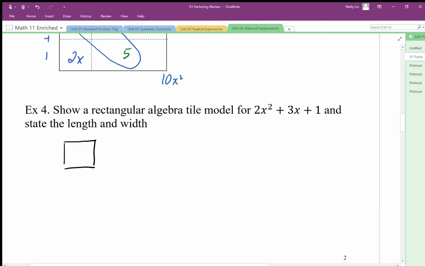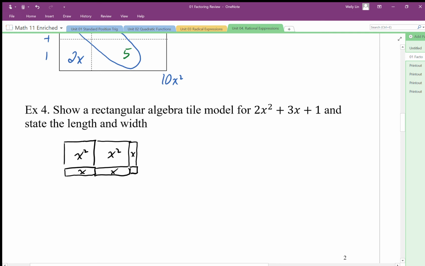So if I have 2x squared plus 3x plus 1, I know my 2x squareds have to go together. Then we know that the 1's going to be in the corner, and we have to arrange the 3x so that we have the 3x tiles around these two, the diagonal parts here. There's really not much choice. We can draw our x tiles like this, and we need 1 over here.